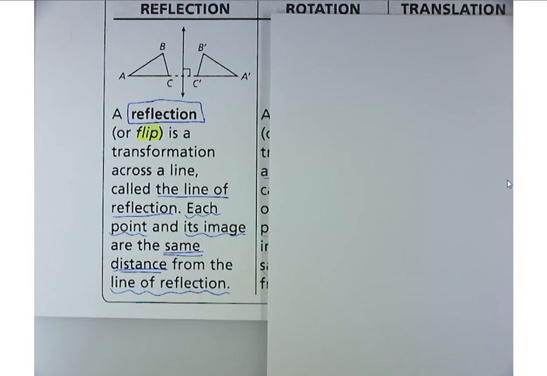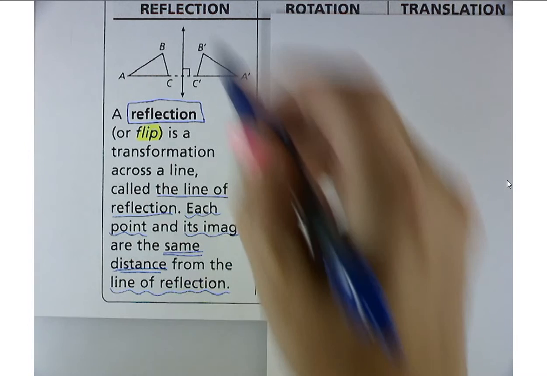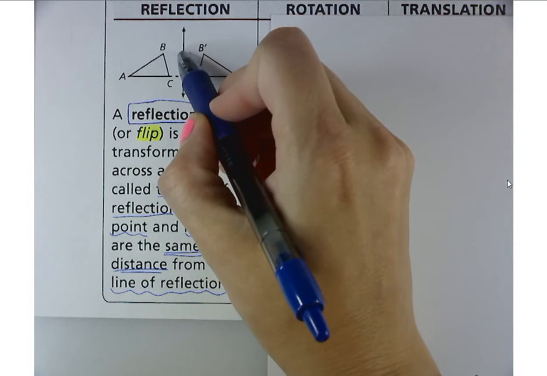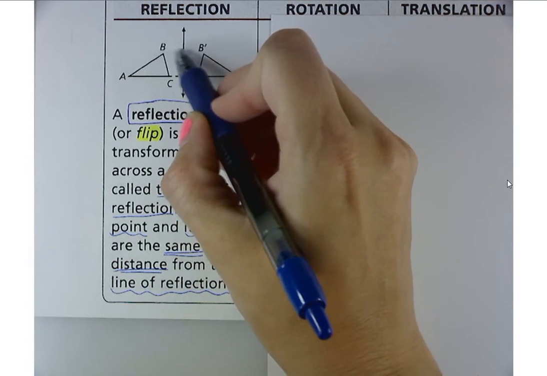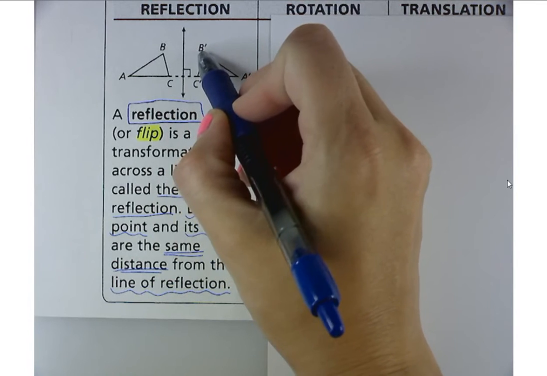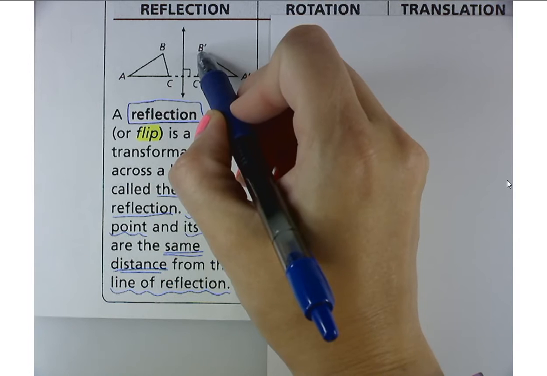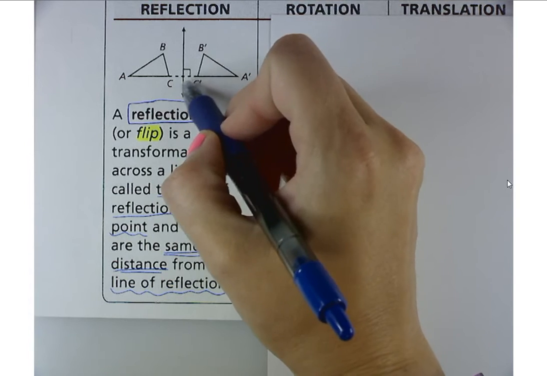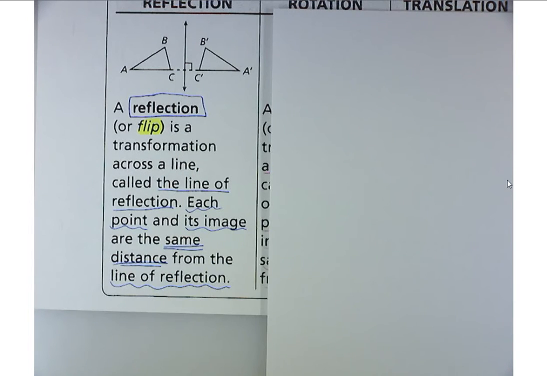So each point and its image are going to be the same distance from the line of reflection. So if this was on a coordinate plane, I'd be able to count. And if this was 3 units away to the left, then B prime would be 3 units away, but to the what? Right. To the right. Okay, so they're the same distance from the line. Okay, so what's the relationship to the line? They are the same distance. Okay? All right, that's a reflection.